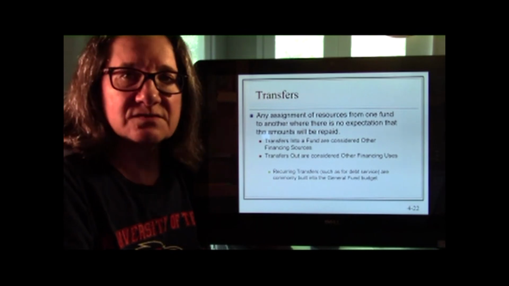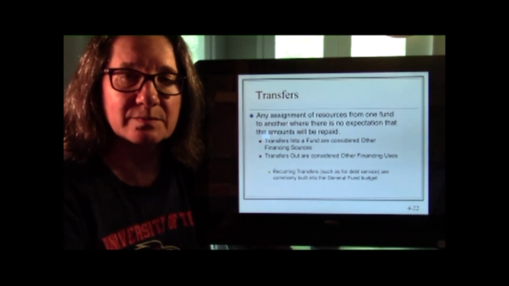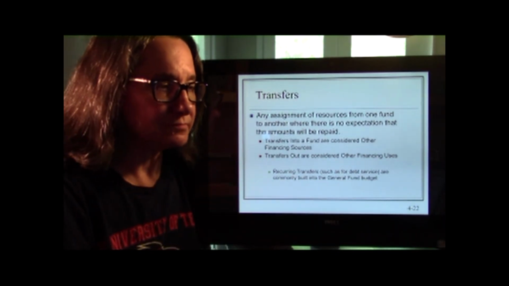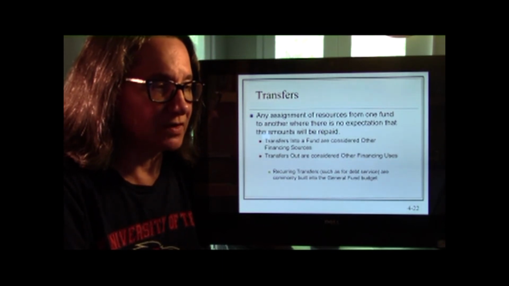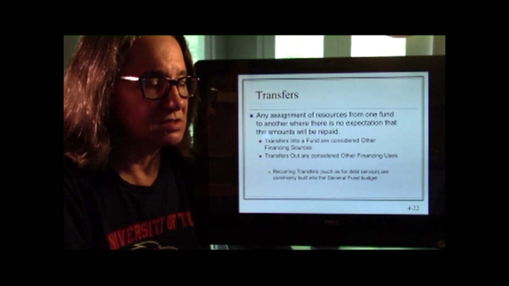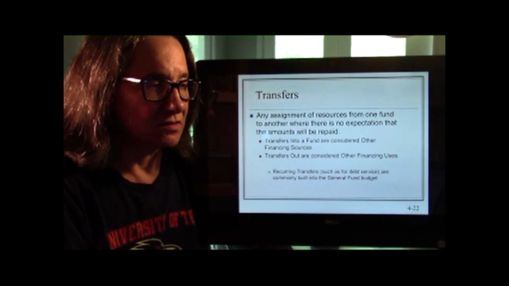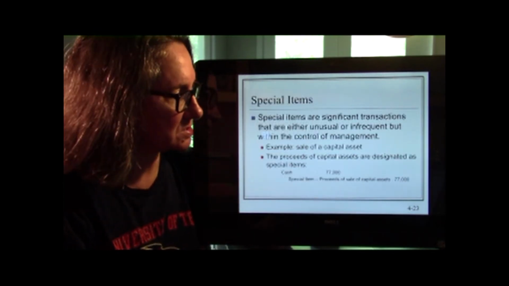A transfer is when there's no expectation to be repaid. So a reimbursement is just a straight up transfer. So transfers to a fund are considered other financing sources. Transfers out are considered other financing uses, right? And recurring transfers we typically just build into the budget. All right.